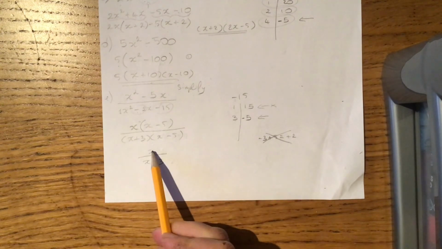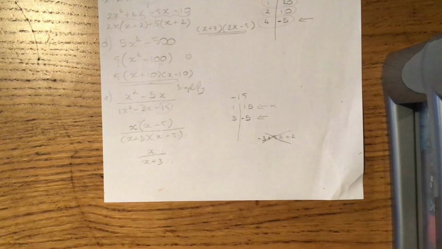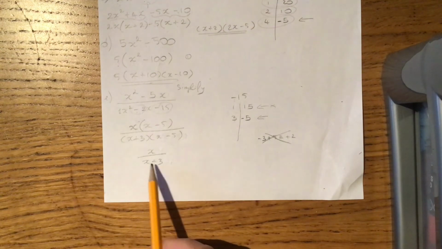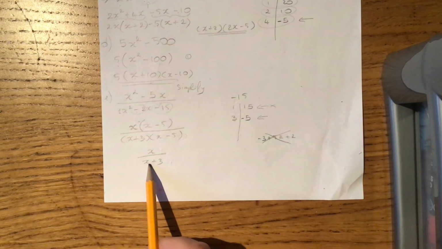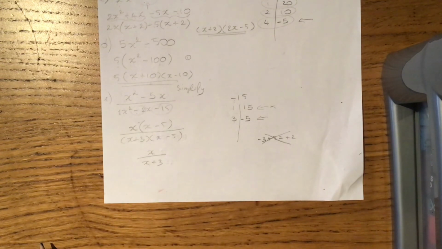Common mistake, people try to simplify the x's too. They do not cancel each other. And the reason is because x is adding 3 to it. It's not multiplied by anything. So we cannot simplify them, okay?